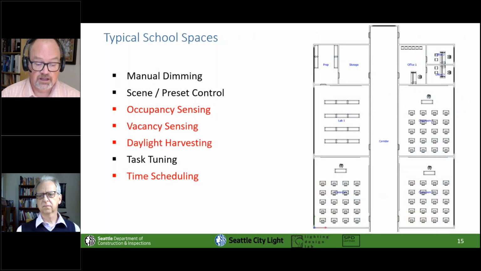Let's go ahead and take a look at how we might look at a typical kind of space. Last time we did this, I showed you an office space example. If you're interested in that, go back to one of the previous code classes and you can look at that. In this case, I put together a quick little school space example, right?